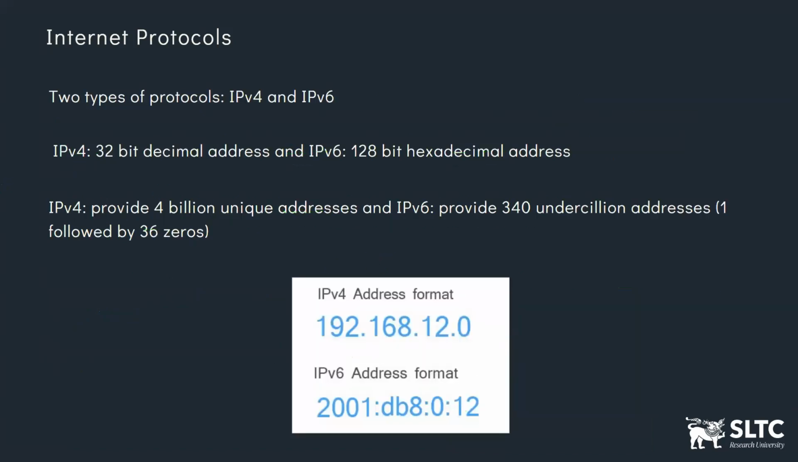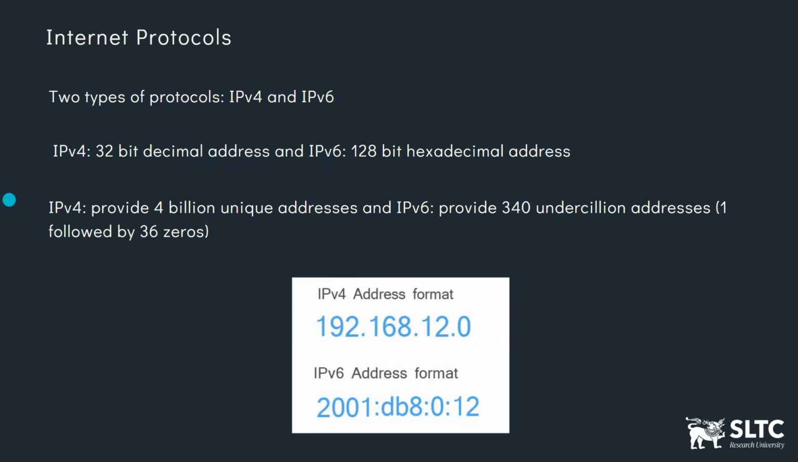So there are basically two types of addressing protocols. The first one is IPv4 and the second one is IPv6, right? The IPv4 addressing scheme is a 32-bit decimal addressing scheme. So it only has decimal numbers, and each number is between 0 and 9. This is the IPv4 addressing format, given in decimal format for us to easily identify.